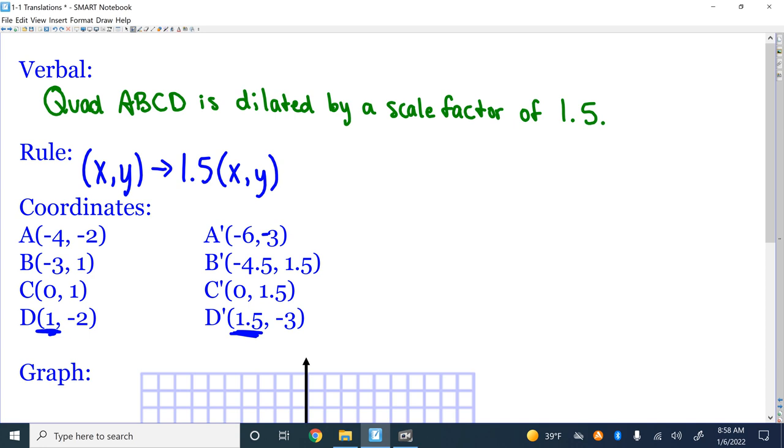I like how you used dilated by a scale factor of. We're going to talk about scale factors a lot in the next unit. So we need to use that terminology to get used to it. So we're dilating because we enlarge the image. How much do we enlarge the image by? 1.5.